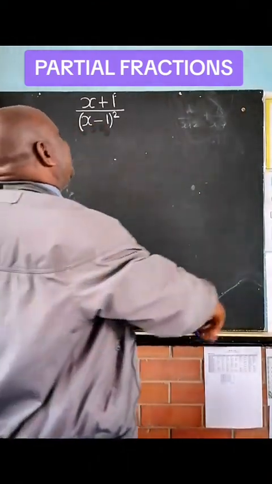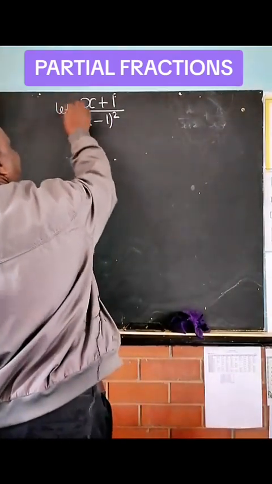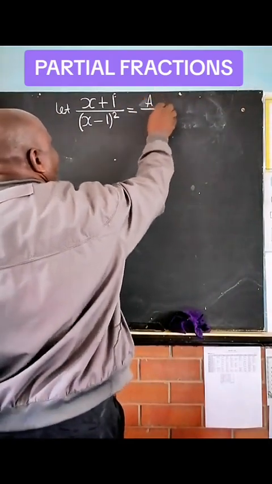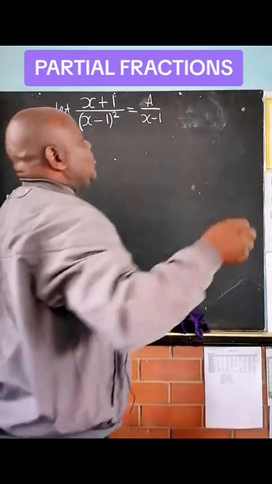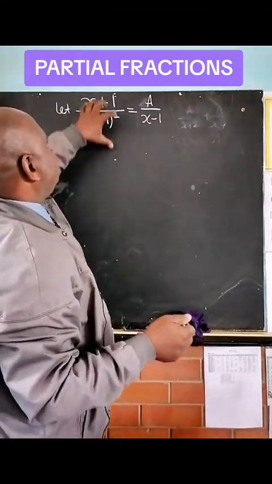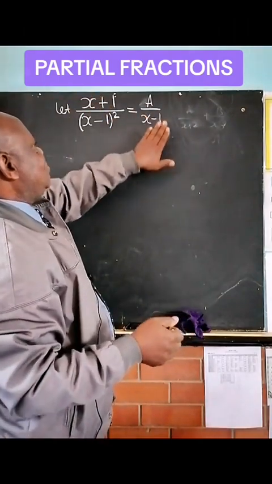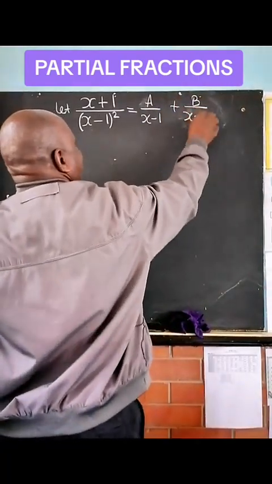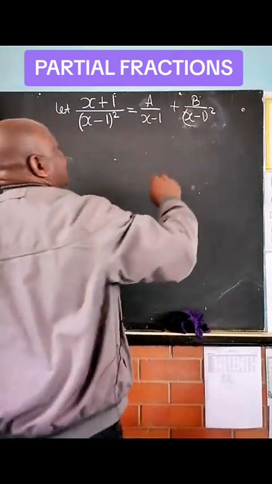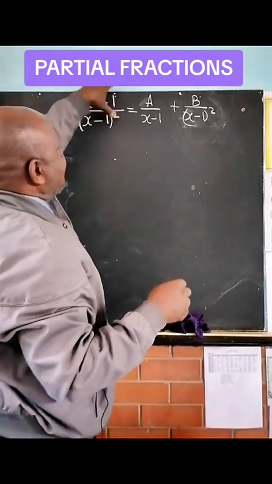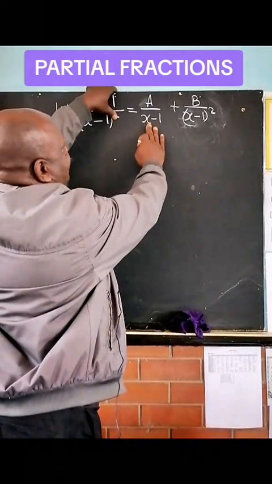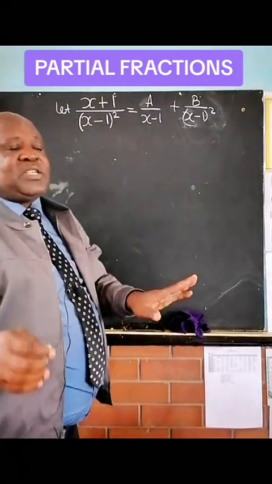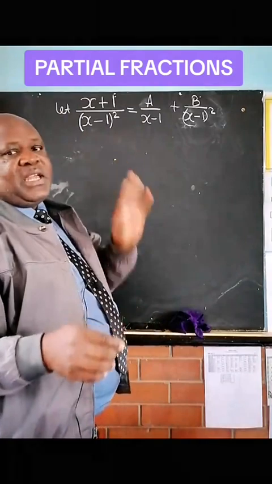What you do is you let this be equal to a over x minus 1. Please note that I have taken a linear factor out of this quadratic factor, just x minus 1. Then plus b over the whole factor x minus 1 squared. So in this case, you take a linear factor out of this, that is, you ignore the exponent, you have that denominator there. Then plus b over the whole factor. This is how you approach it, where a factor is repeated in the denominator.